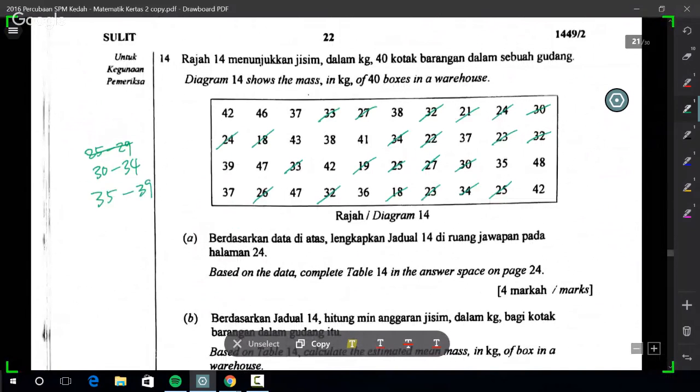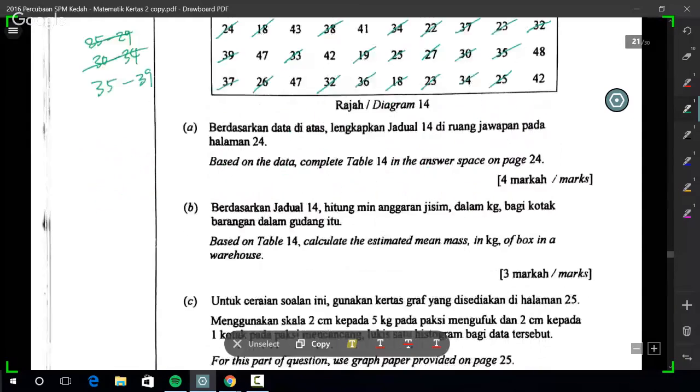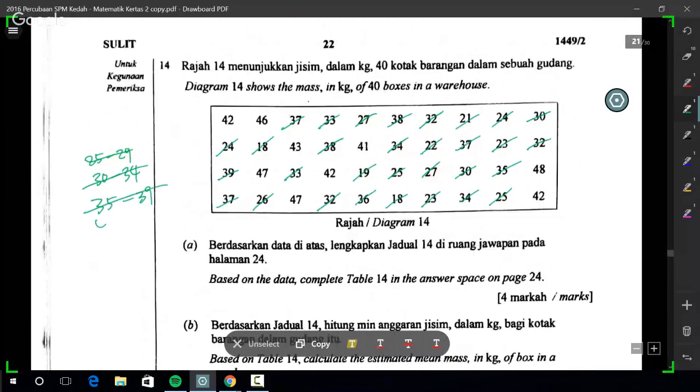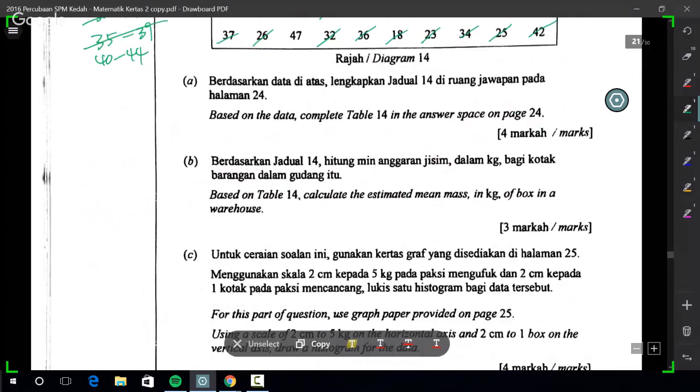35 to 39. Okay, so I have 1, 2, 3, 4, 5, 6, 7, 8. 8 numbers here. And then 40 to 44. I have 1, 2, 3, 4, 5. I have 5 numbers.